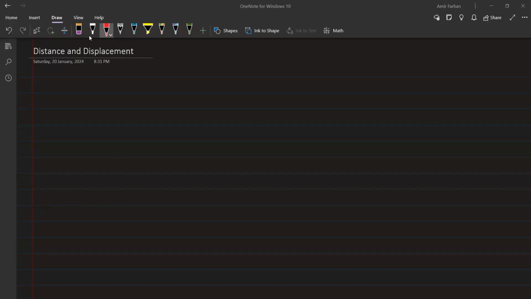Open your notes, and till then revise distance and displacement. We'll be doing some short revision of distance and displacement, with some numericals.